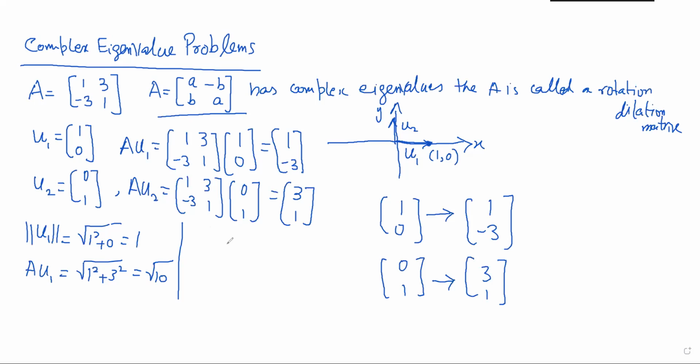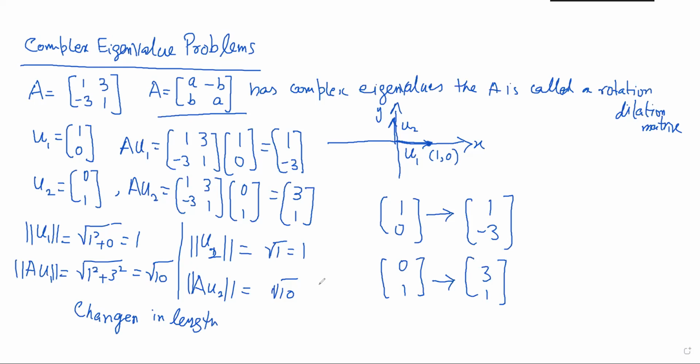For U2, the length is the square root of 1, so 1. And then AU2 is also square root of 10. So this means that there is a change in length by a constant ratio. We will see that the vector has dilated. For the change in length, we use the term dilation.